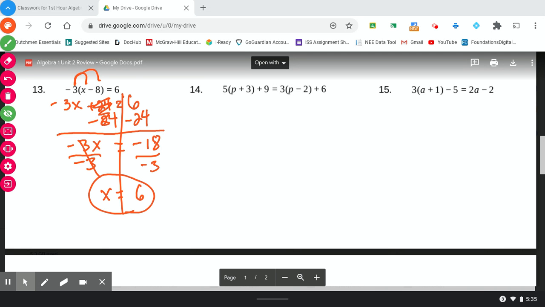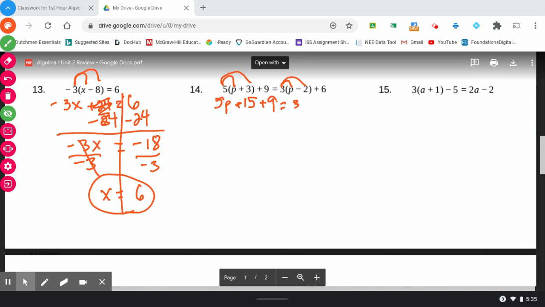All right, same thing over here. We're going to distribute on both sides, actually. We're going to distribute the 5 to the p, 5 to the 3. So that gives us 5p, and 5 times 3 is 15. That's really a bad 15. Let's try that again. Much better. Plus 9.